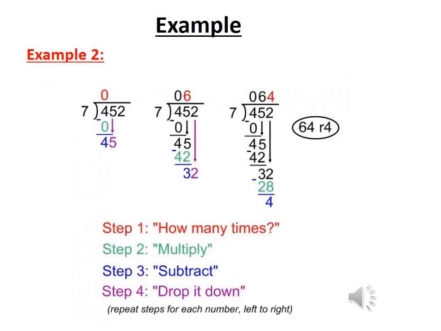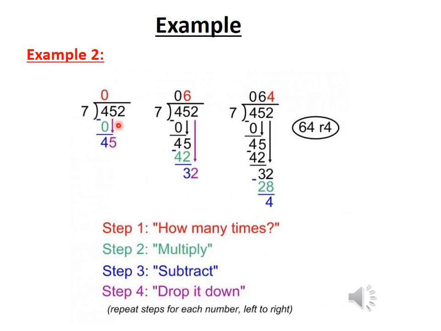Now example 2. 452 divided by 7. Step 1 in red, how many times? So you ask how many times. Step 2 in green, you have to multiply. Step 3 in blue, you have to subtract. Step 4 in purple, you have to drop it down.